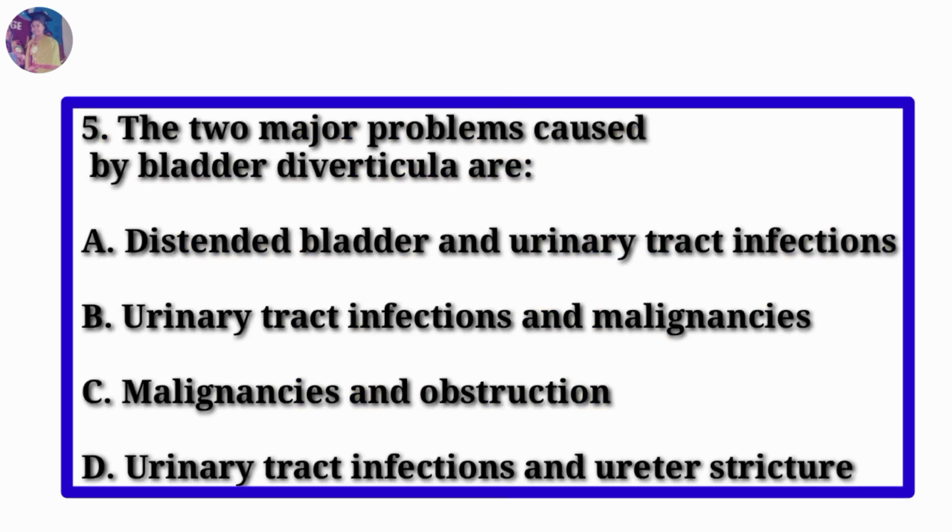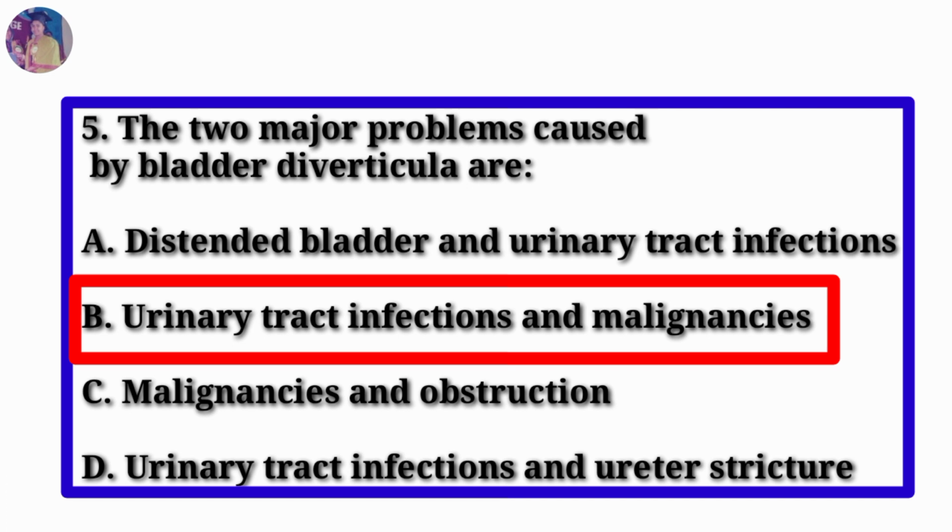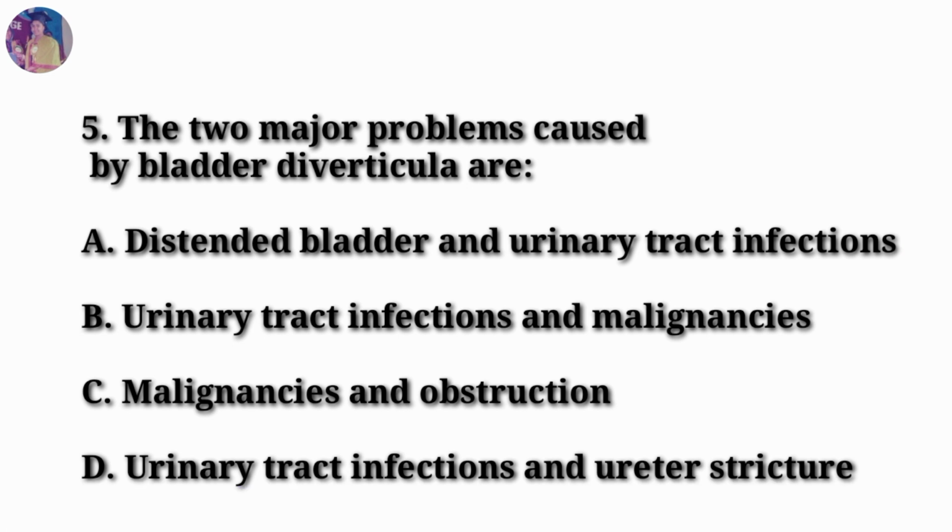Question number 5. The two major problems caused by bladder diverticula are option A. Distended bladder and urinary tract infections. Option B. Urinary tract infections and malignancies. Option C. Malignancies and obstruction. Option D. Urinary tract infections and ureter stricture. Answer option B. Urinary tract infections and malignancies.